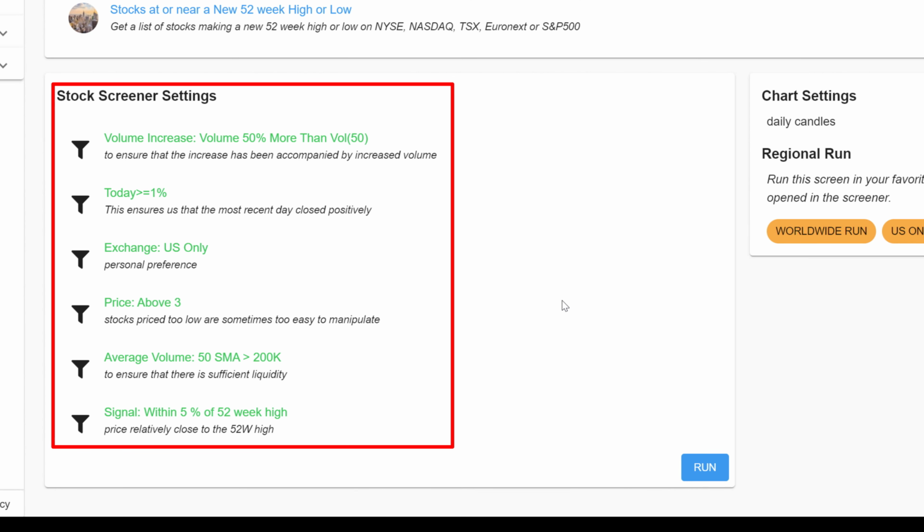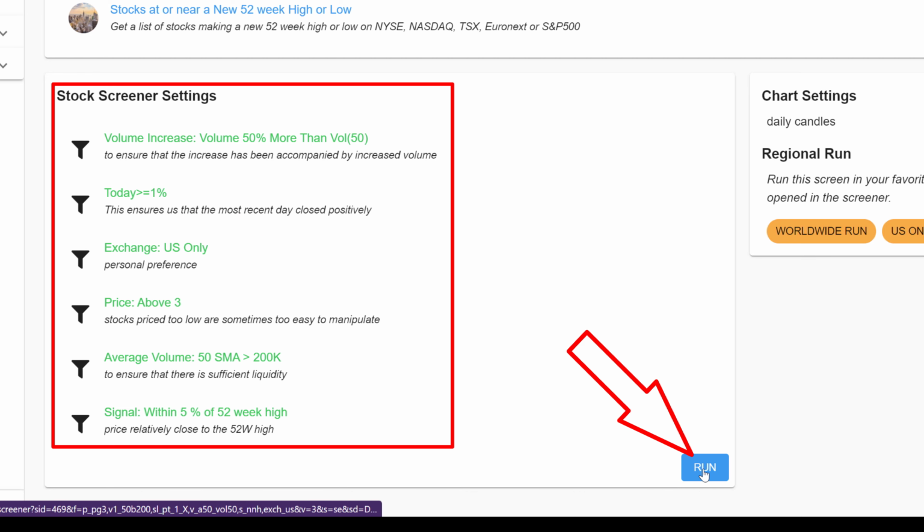In this case, we only want to keep shares whose price is close to the highest annual price, more specifically in a range of 5%, and whose most recent trading volume is at least 50% higher than the average volume of the last 50 days. Finally, the stock must have risen at least 1% in the last trading session. To execute the trading idea, you now press the Run button.